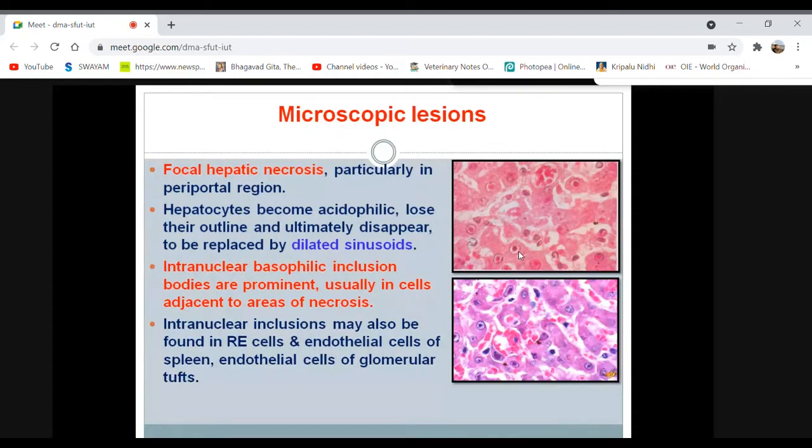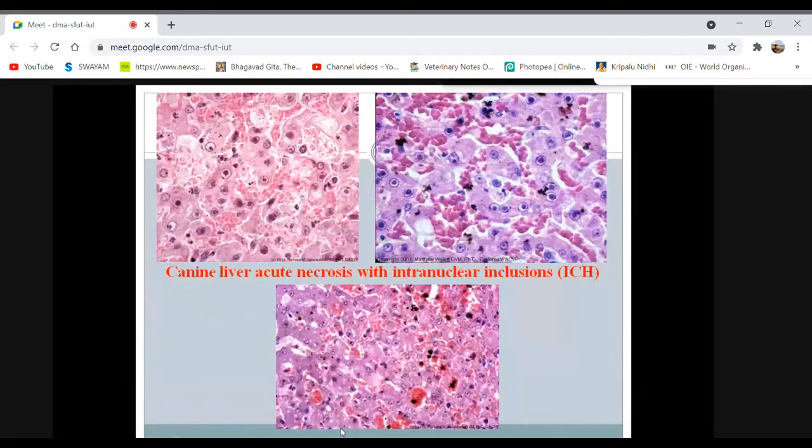So other cells like the reticuloendothelial cells and the endothelial cells of the spleen and the endothelial cells of the glomerular tufts may also show the presence of similar intranuclear inclusion bodies. So these are some more pictures showing these intranuclear inclusion bodies. Okay, these are the hepatic cells nearby these necrotic lesions.